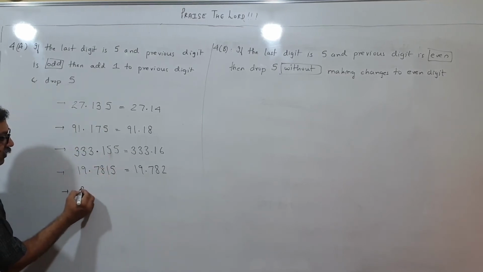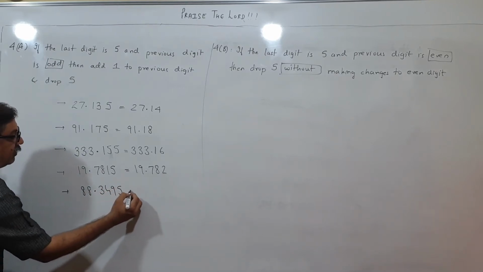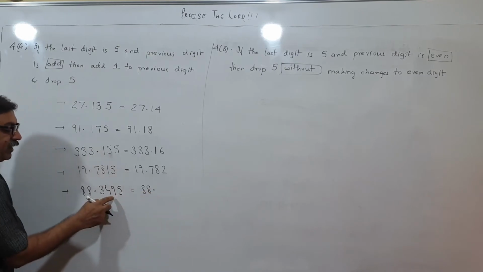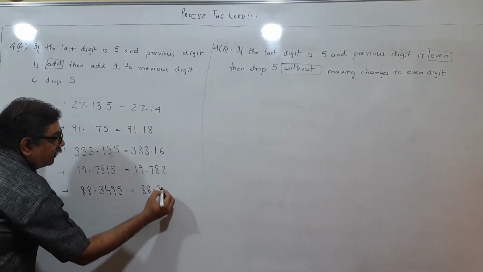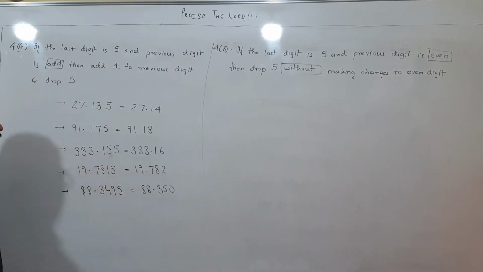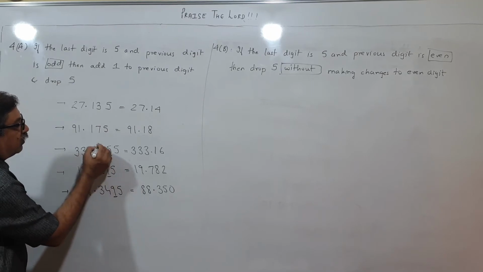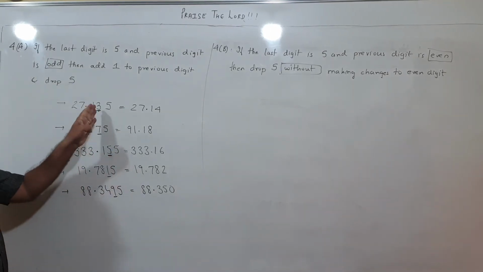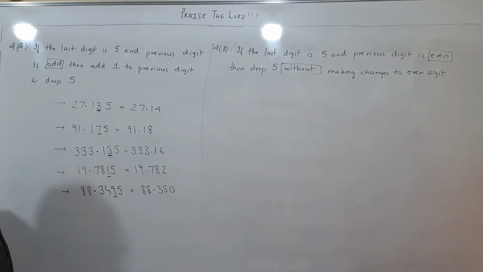88.3495. Add 1 to this and it will become 88.350. When I add 1 over here, 349 plus 1 will become 350. Understand? So the previous digit is odd over here, this is odd, this is odd, this is odd, and this is odd before 5. So add 1 to those and then drop the last digit 5.